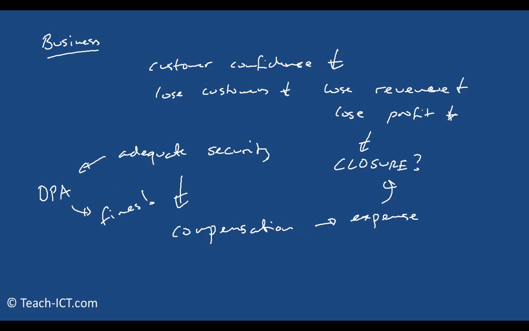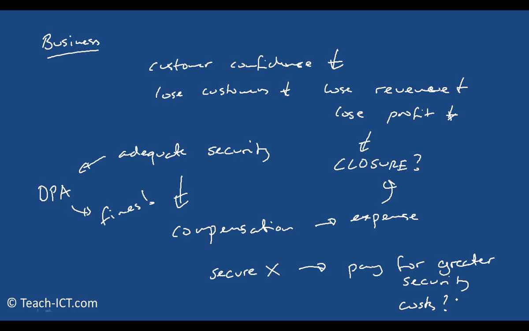And of course, if you do end up with a hack, you're not secure. There's a solution to not being secure. You pay for greater security, which of course is going to be a cost for the business. We don't know how much it's going to be, but maybe that cost would be so great that they wouldn't make any profit, which might mean closing. We don't know. But those are the three angles that you can really take it from.